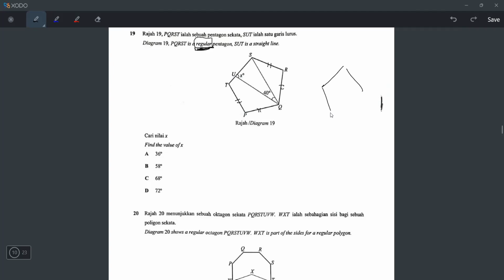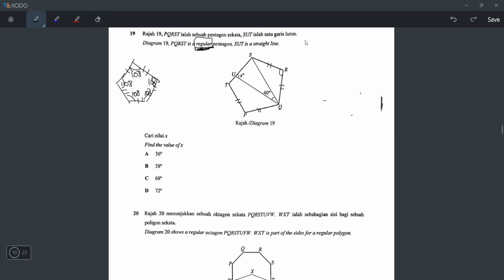And let me tell you something. If the sides are all sama panjang, it means the angles are also all sama. It means X, X, X, X, X, all same. And can you tell me what is X? What is here? Like if it's a regular pentagon, what is the value? If it's regular, what is the angle? It should be 108, 108, 108, 108, 108.